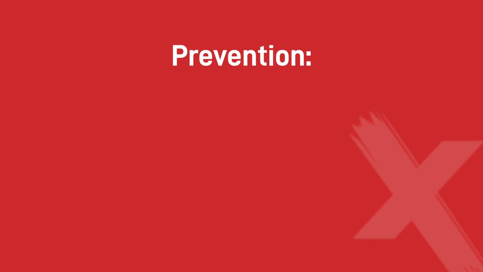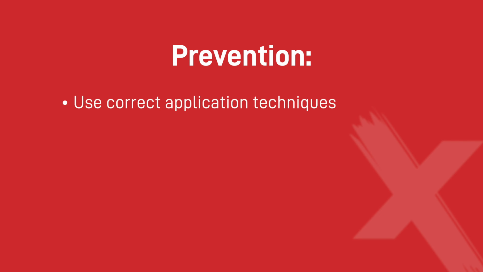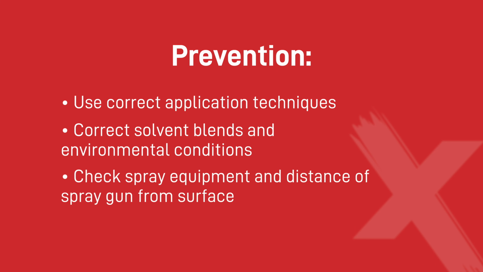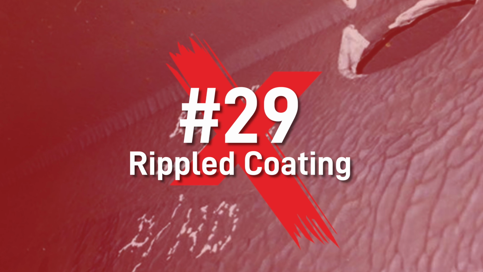To prevent getting pinholes in your paint coating, use correct application techniques with suitably formulated products. Check your data sheets for the correct solvent blends and paint in non-humid environmental conditions. It's also worth checking you are spraying from the correct distance of spray gun to surface and apply a mist coat. Number 29 is a rippled coating.